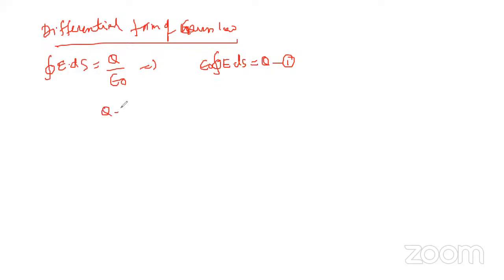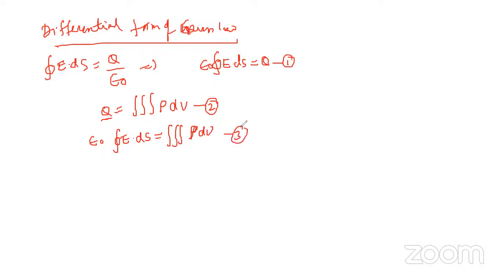Then we can write Q equals the triple integral of rho dV, because it is for a volume. So Q is equal to the triple integral of rho dV. Already we know Q from equation 1. Therefore, epsilon naught times the surface integral of E dot dS equals the triple integral of rho dV.